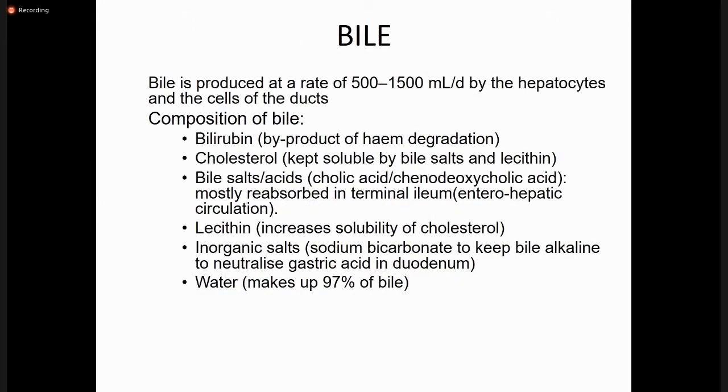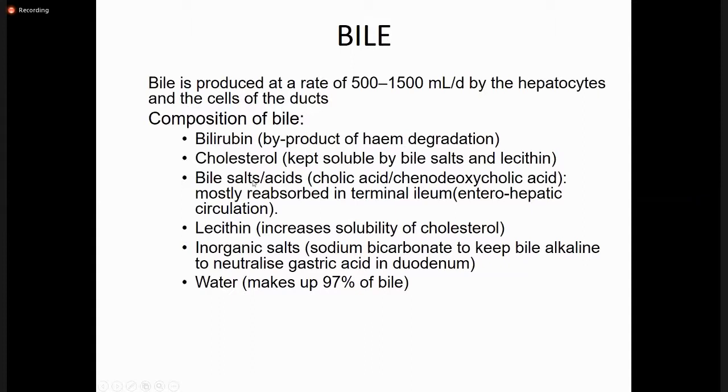Now some physiology. Now the bile is produced at a rate of about 500 to 1500 mils per day by the hepatocytes and the cells of the duct. The composition of the bile is basically bilirubin is a byproduct of heme degradation. Cholesterol, which is produced in the liver cells, is kept soluble by the bile salts and the lecithin.